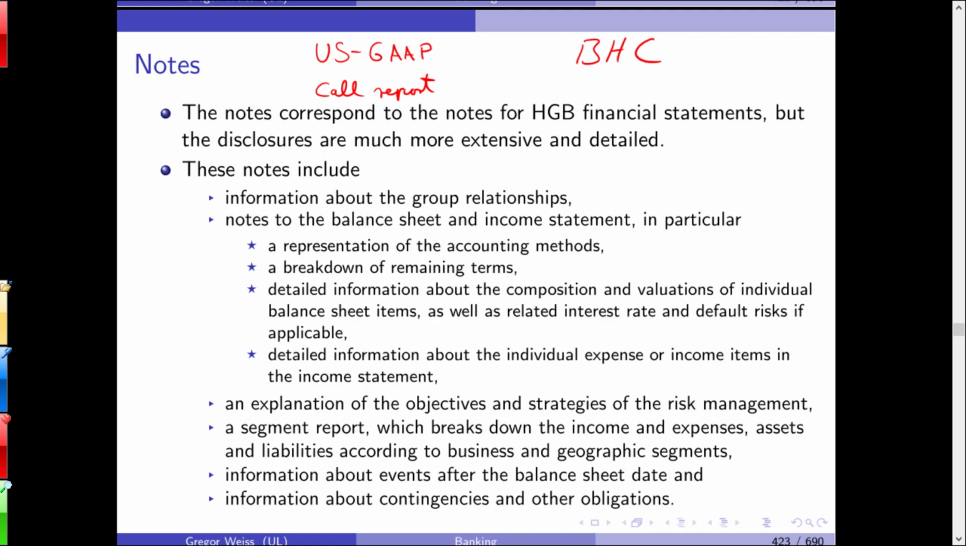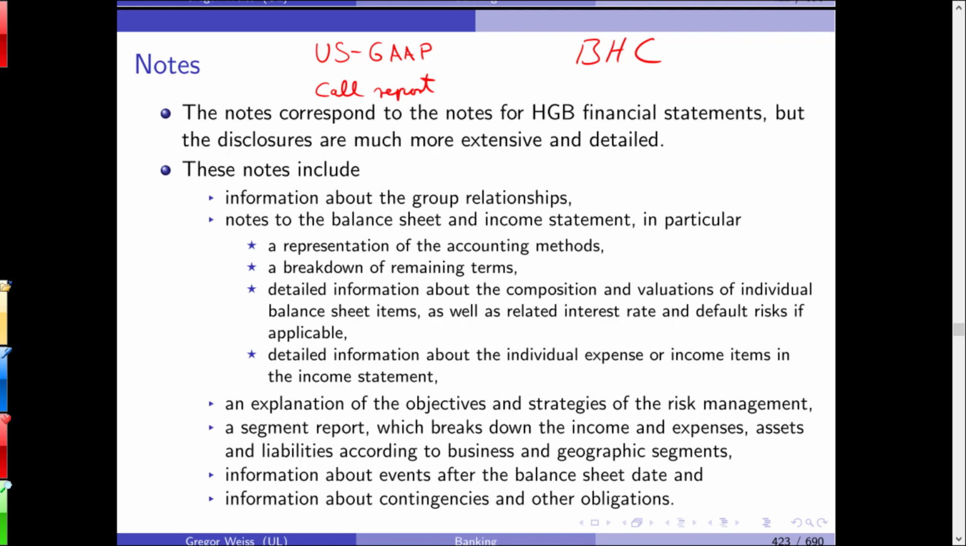Okay. But risk management, and this is why I mentioned this here, risk management is also an important part of the call report because supervisors are concerned about bank risks and financial risks, and they want to see something about the risk management done by the bank.